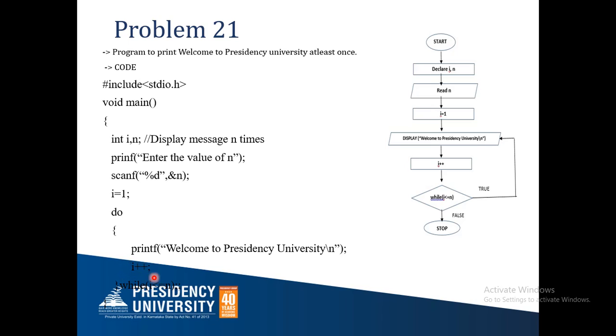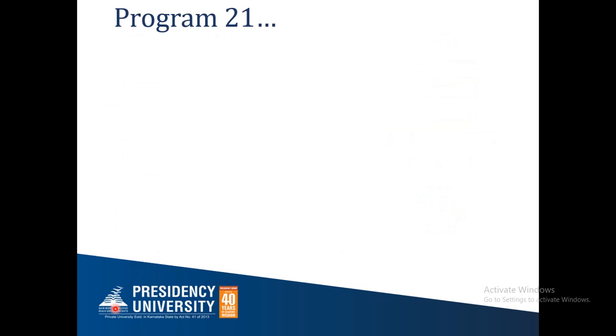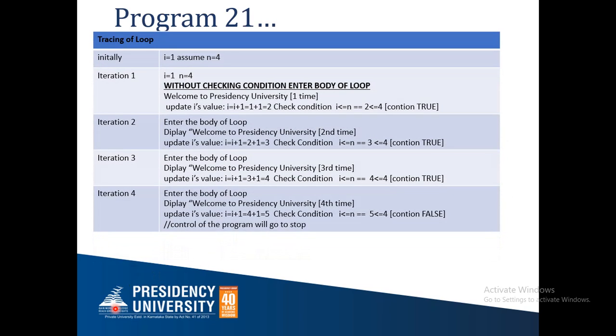And then this is going to check the condition. Until and unless the condition is true, we keep on repeating this statement's execution. The moment it is false, we'll stop. So we'll see the tracing of the loop also.